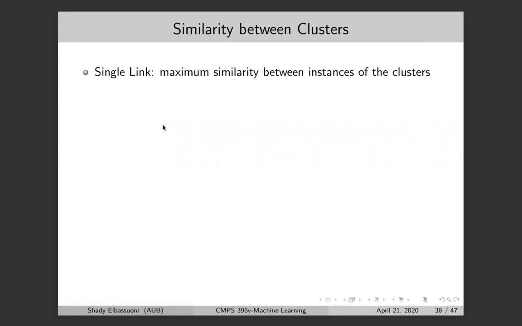What is called single link means maximum similarity between instances of the clusters. So I measure the similarity between every pair of points xi and xj, where xi belongs to cluster ci and xj belongs to cluster cj. I pick a point from one cluster, a point from another cluster, and compute the similarity between them. Then I pick the maximum similarity among all pairs of points, and that gives me a similarity between these 2 clusters. Then, based on this, I pick the clusters with the closest distance.